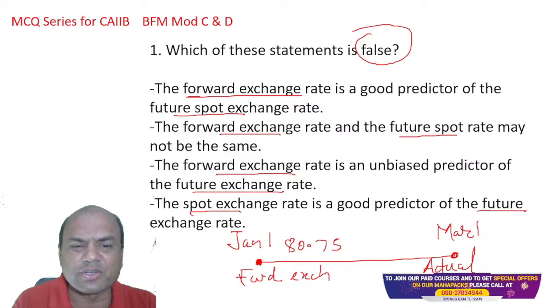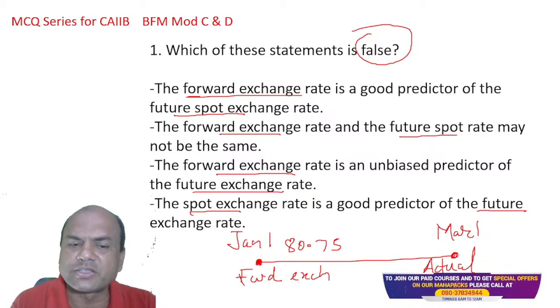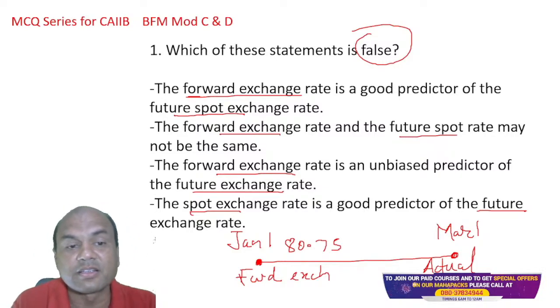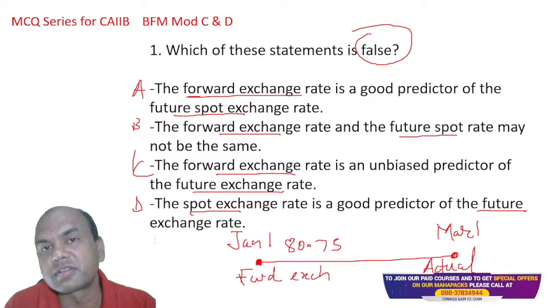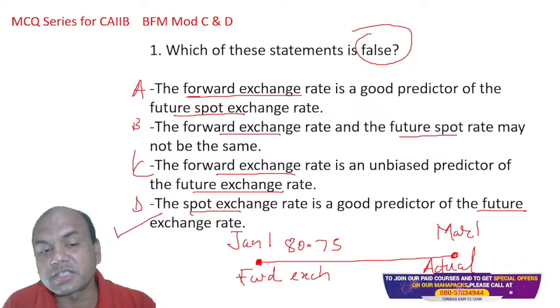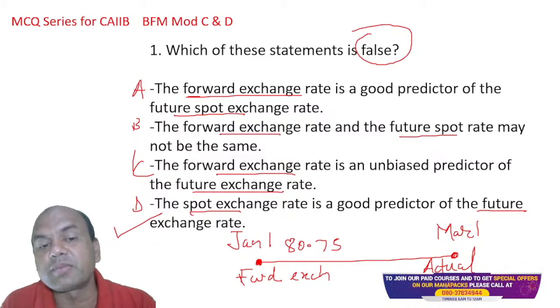Now the remaining things you can definitely get. Future spot, same thing. Forward exchange, same thing. So which is the false one? Let's call these A, B, C and D. We want the false answer. It is D. D is the false answer. Spot cannot predict the future. Only the forward exchange rate can predict the future.